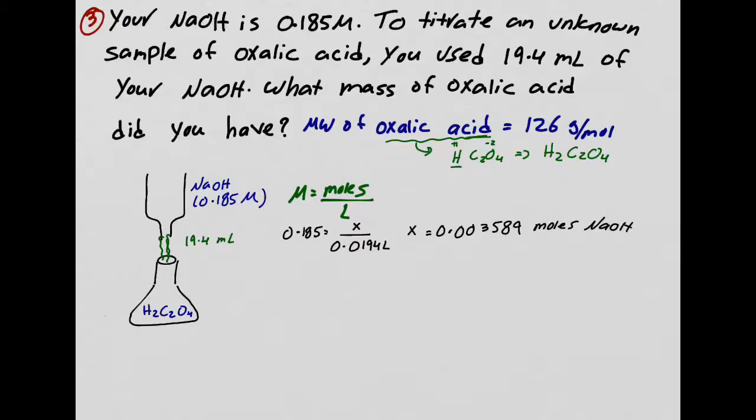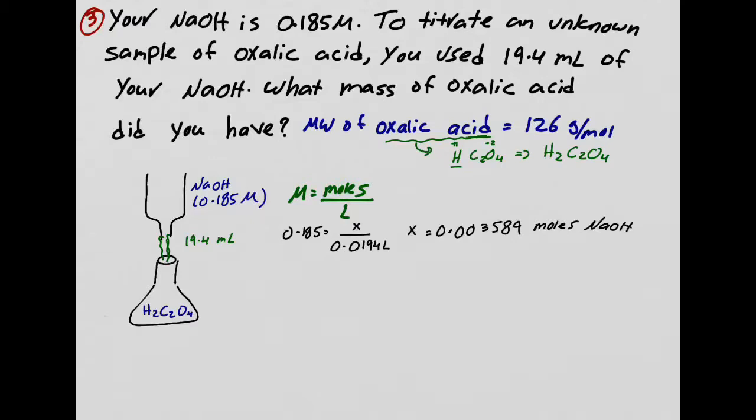Okay, now I added 0.003589 moles of NaOH, and then it changed color. Now, how many moles of the acid did I have here? If this was a monoprotic acid, you would be done, and this would be exactly the same number. But this is a little bit tougher, because this is not a monoprotic acid.